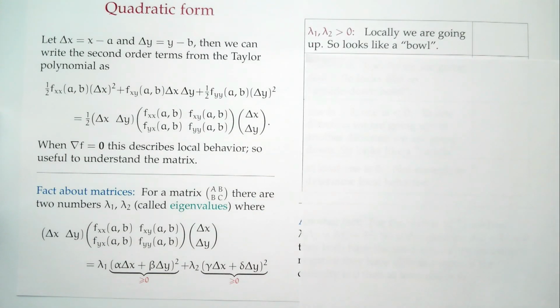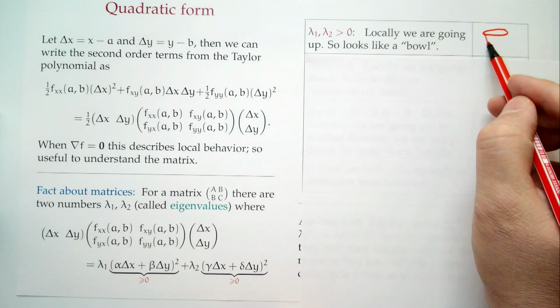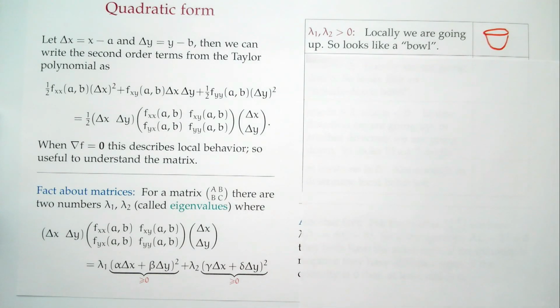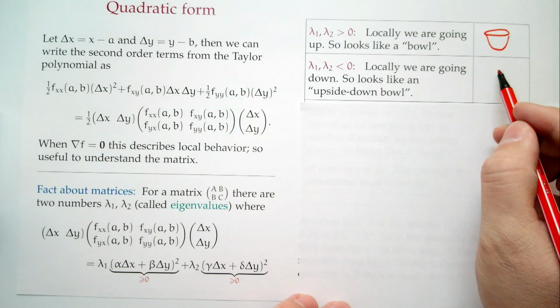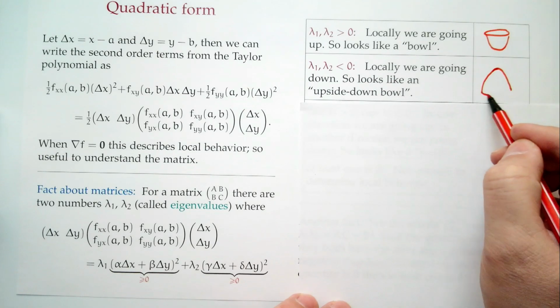Suppose lambda 1 and lambda 2 were both positive. So what's happening? Well, the cool thing about squaring is you're going to be greater than or equal to 0. So if we square things, no matter how delta x and delta y move, I'm always going up. So that says we look like something that looks like this, a bowl. So that's if they're both positive. Now, that's not the only possibility. What if they're both negative? Well, if they're both negative, you have a negative times this term and a negative times that term. That says no matter what I do, when I perturb things, I'm going to go more negative. So we're going to go down. So that means our shape looks like this. It's an upside down bowl.